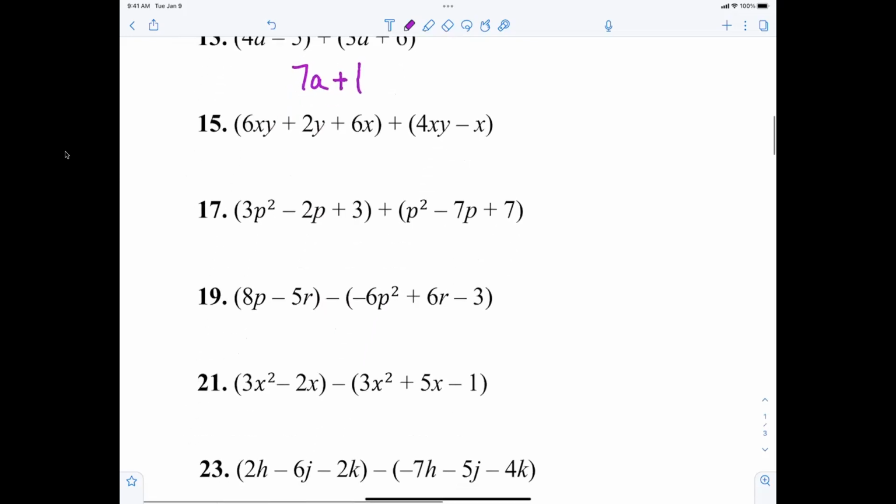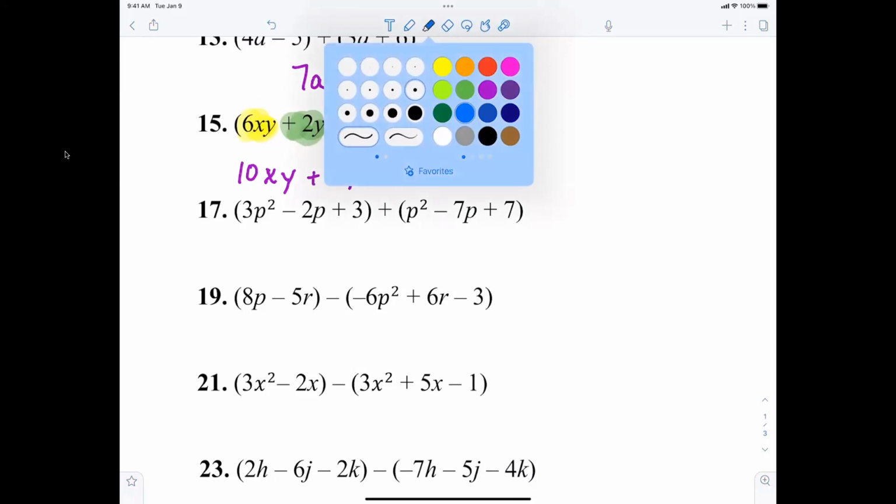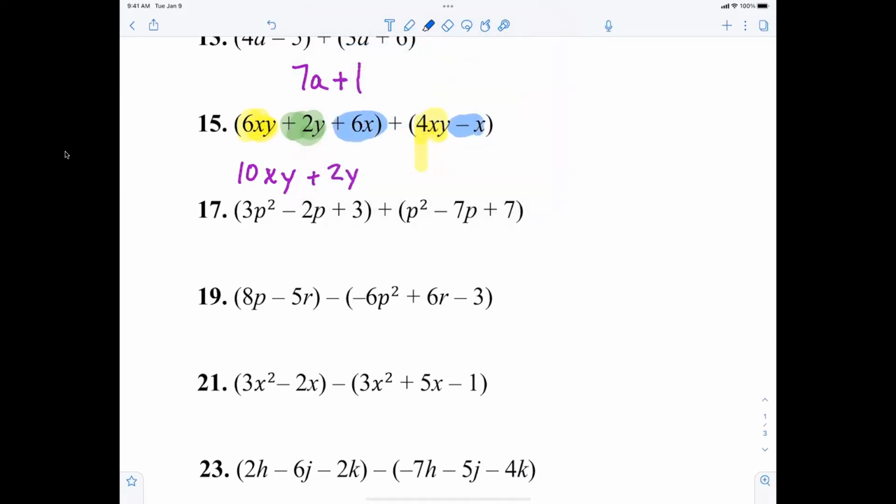Now, everybody's taking a look at 15. Combining like terms. 6xy plus 4xy is 10xy. Now, again, combining terms. 2y is next. Plus 2y. And then after that, 6x minus 1x is positive 5x.